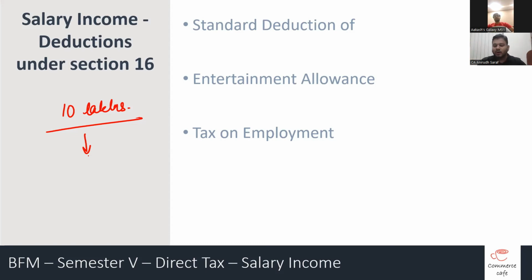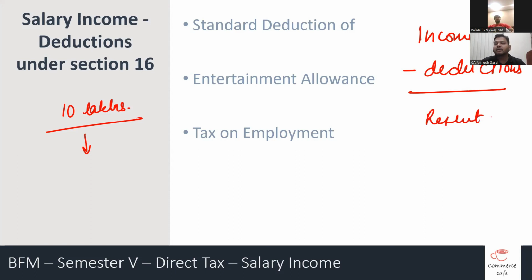Deduction means you arrive at the income. Then from that, you reduce the deductions. And then this is the result. This is the amount on which you will have to pay tax.